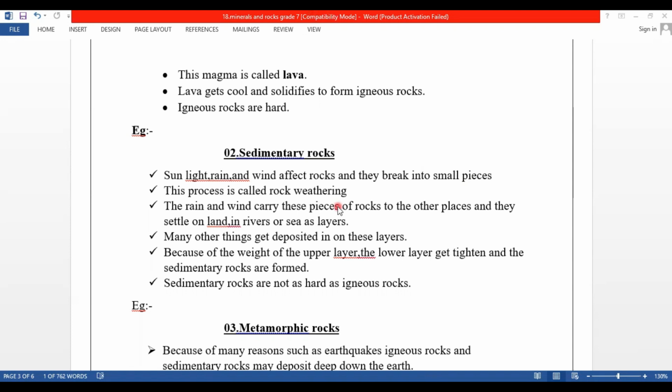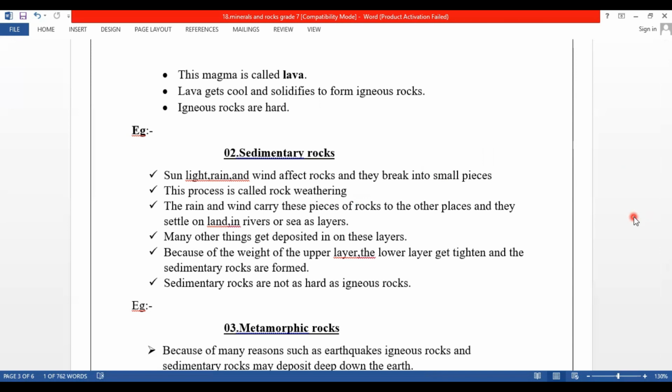Next, you have to learn about the sedimentary rocks. Sunlight, rain, and wind affect rocks and they break into small pieces. This process is called rock weathering. In this lesson, after some topics, we are learning about rock weathering again. Before that, I'll explain it to some extent. Because of the light, rain, and wind, the rocks break into small pieces. The process is called rock weathering.